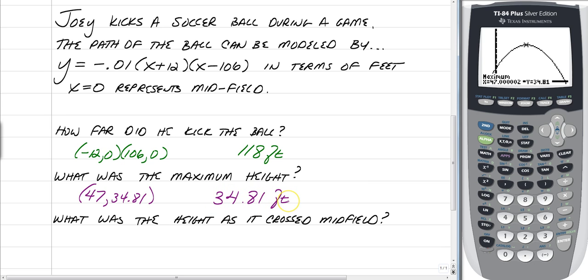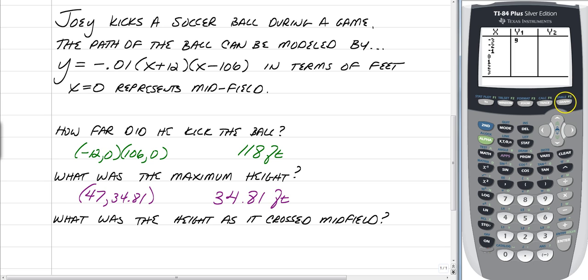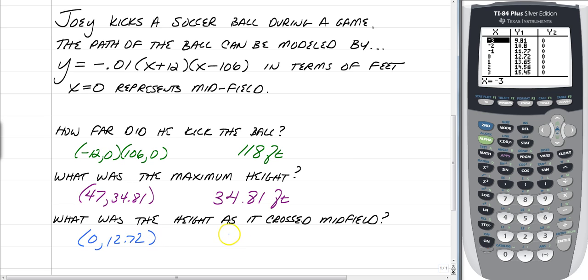The last thing is, what is the height when it crosses midfield? That's when x equals 0. So you can just click second graph, look at the table, 0, 12.72. So the height was 12.72 feet as it crossed midfield.